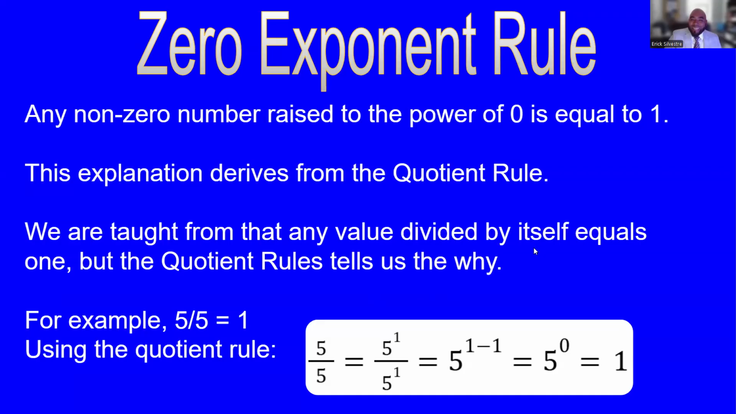Anytime you divide the same values with each other, the exponents are going to be the same. Therefore, you are canceling them out, and it equals 1 because the difference of the exponents is going to give you 0. That's why when you cancel something out, it's equal to 1 when you're doing division. All right, so keep that in mind.